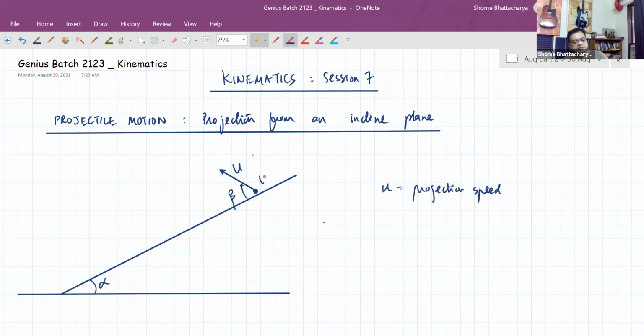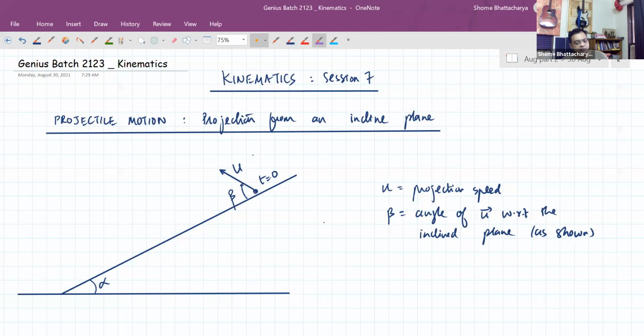And let's say that's when we start our stopwatch. Beta is the angle of the initial velocity u with respect to the inclined plane, and that too as shown, because it could have been in the other direction also. Like it could have been like this, so that would be a different situation. Here it's like this. And alpha is of course the angle of the inclined plane with respect to the horizontal.